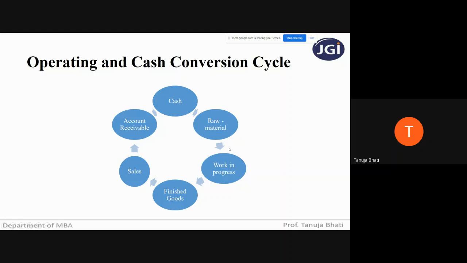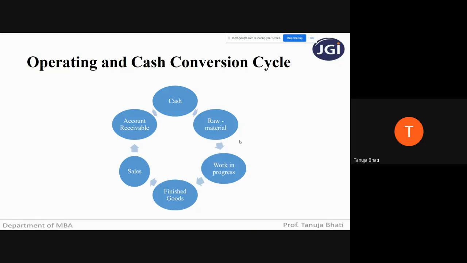So what is this cycle? This cycle is interrelated to each other. That is, see students, if you have cash, then only you can purchase raw materials. If you have raw materials, then only work in progress will come into the picture. If your goods are half completed, then only finished goods can take place. And if you have goods, then only you can make sales. Suppose you are making credit sales, then only debtors or accounts receivable will come into the picture. When they are debtors, you will be receiving cash. So this is the entire operating or cash conversion cycle. So this is the operating cycle.